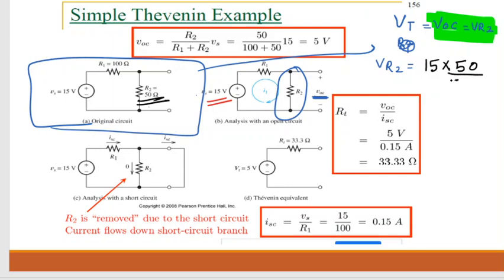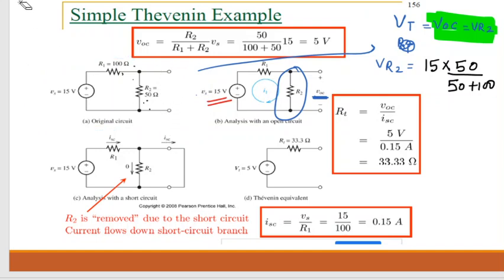That depends on the circuit. In this case, the two resistors are connected in series, which is why you can apply voltage division. If there were one more branch in parallel across this, then you would need to calculate the current, using mesh analysis or nodal analysis. After solving, we get 5 volts. So one value is done, that is VT.